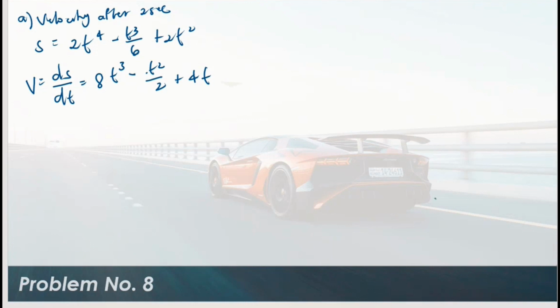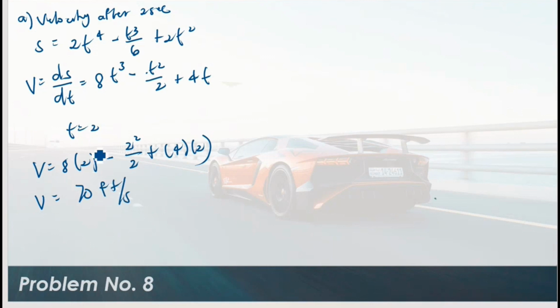Okay, so when t is equal to 2 seconds, velocity is equal to 8 multiplied by 2 cubed, minus 2 squared over 2, plus 4 multiplied by 2. So v is equal to 70 feet per second. And this is our answer for the first unknown in the problem, the velocity after 2 seconds. Now for the second one, we are asked for the acceleration.